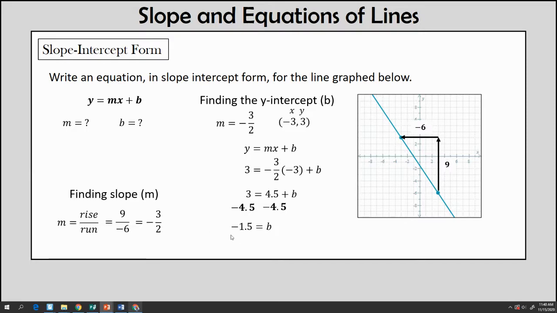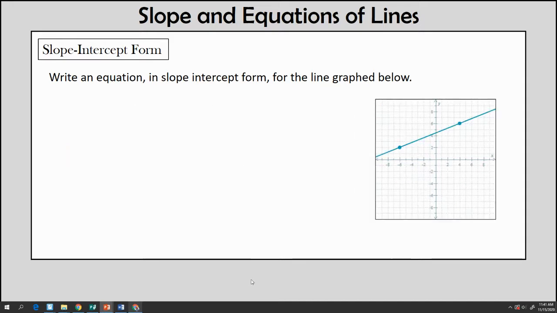So I'm saying the y-intercept occurs at negative 1.5. Does that look about right? Yeah, negative 1.5. That's about right. Okay. So now I know both of these 2. I know M is negative 3 halves, and I know B is negative 1.5. So write the equation. Y equals negative 3 halves x minus 1.5. Okay. We got to get used to doing all this stuff. Because it's going to be part of what you need to do from now on.